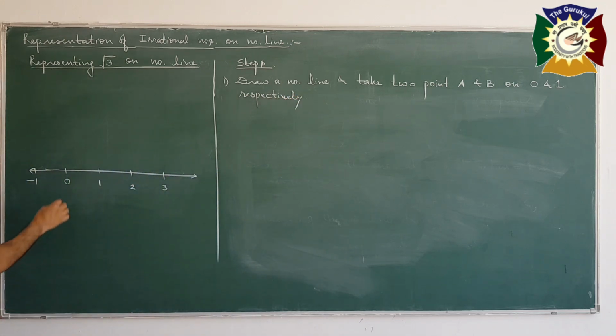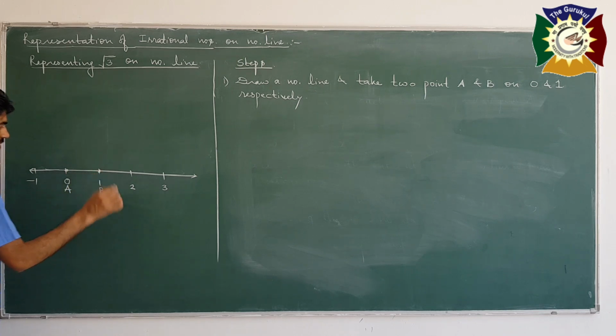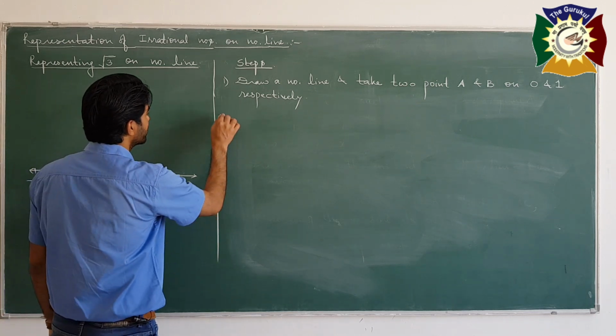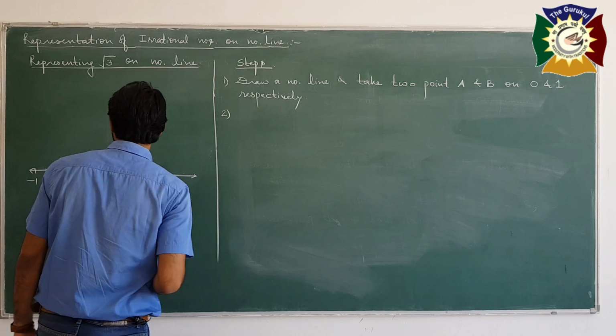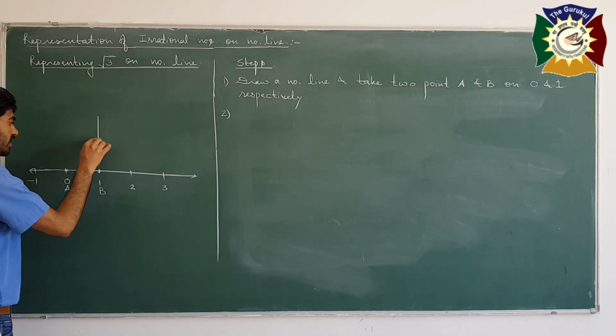Okay, so on 0 we have taken point A, and on 1 we have taken point B. Same steps as we did when we represented root 2. The second step will again be the same: draw an arc.